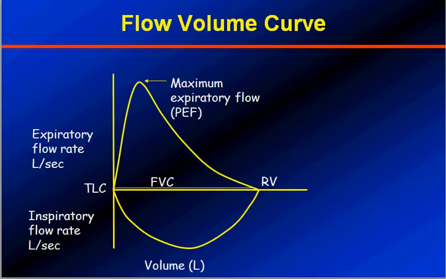Once we obtain a spirometry reading, the curve can be a flow volume curve or a volume time curve. Usually the flow volume curve is easier to understand, and this is what is represented here. So this is the expiration, this is the peak of expiration, the maximum expiratory flow, and this is the expiratory flow rate in liters per second.